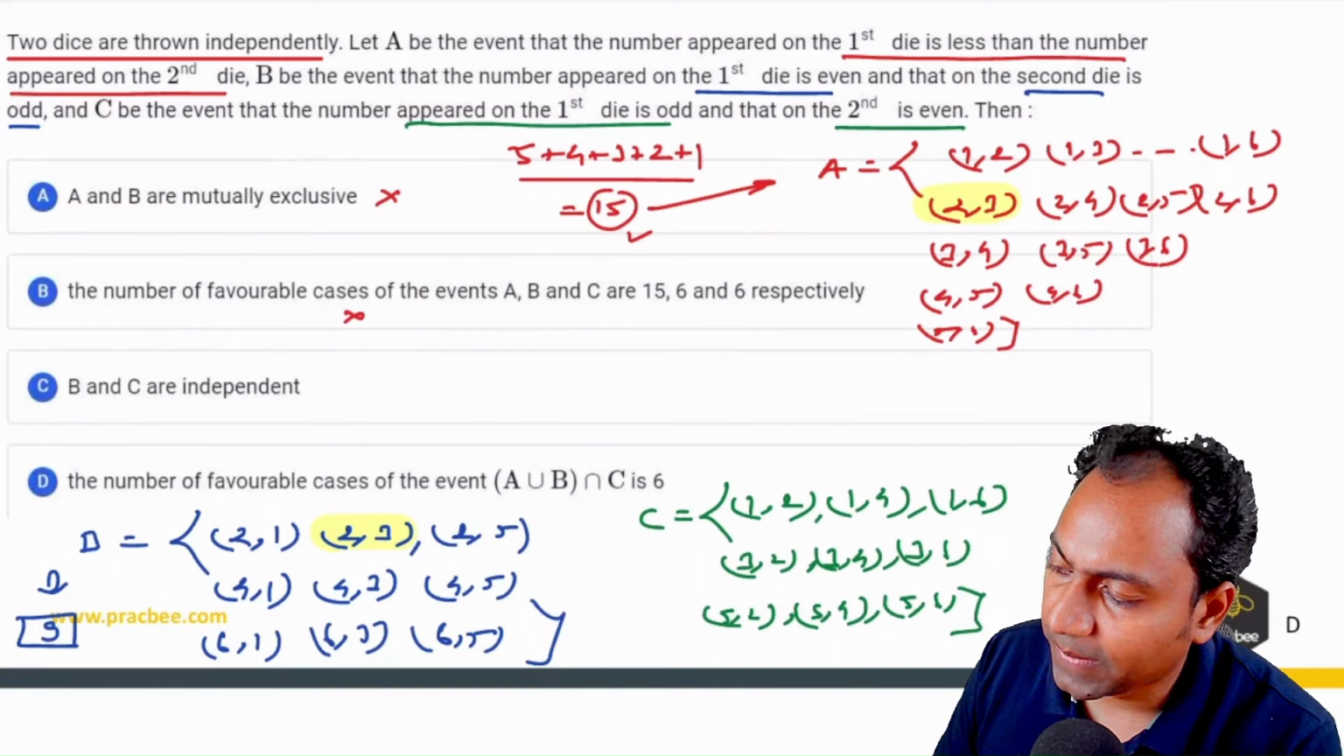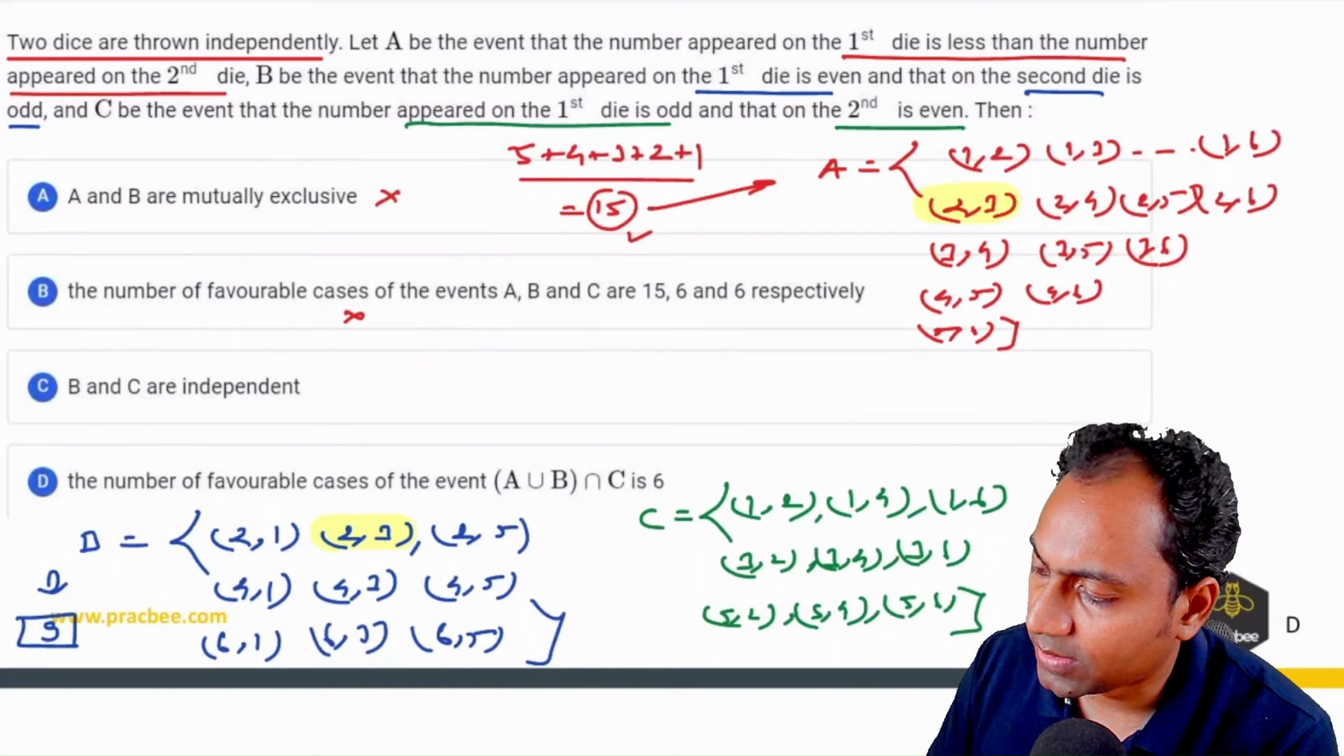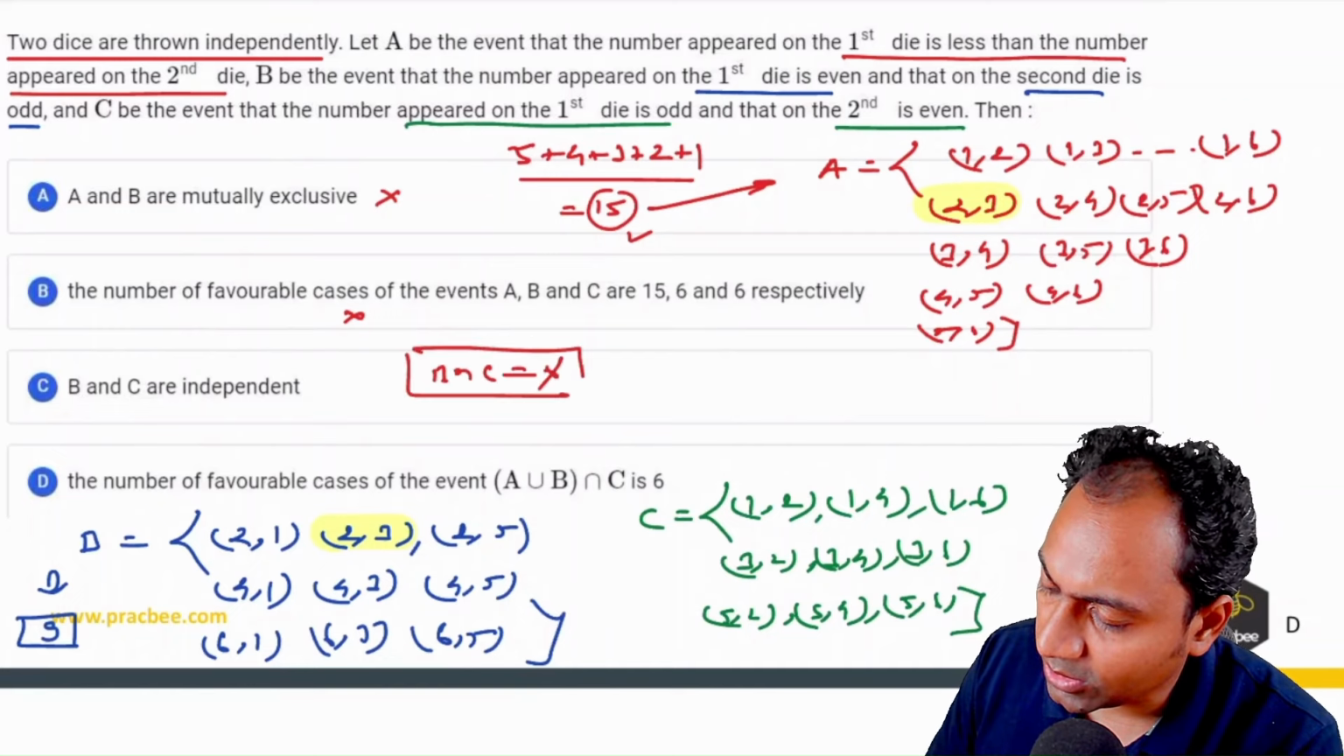B and C are independent. Now if you take B and C, you can see that there is no common element. So here B intersection C is coming out to be the null set. So again this option is not correct.